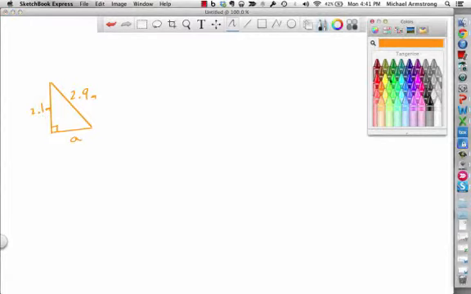So I'm going to go back to my formula. Just do the same thing. A squared plus b squared is equal to c squared. And I start plugging in what I know. Well, this is the hypotenuse, so it's c. Down here is a, which means this has to be b. So a squared plus 2.1 squared is equal to 2.9 squared. And we just use algebra to undo everything.